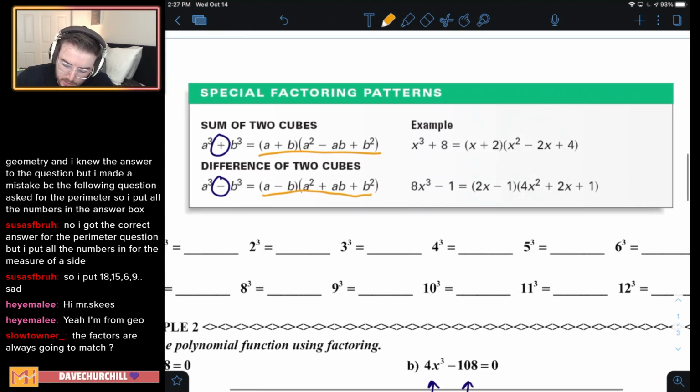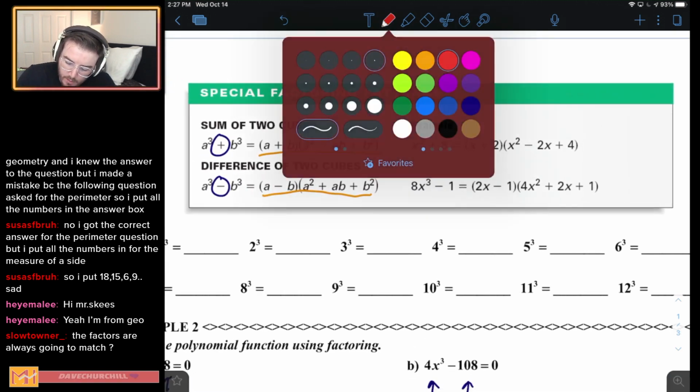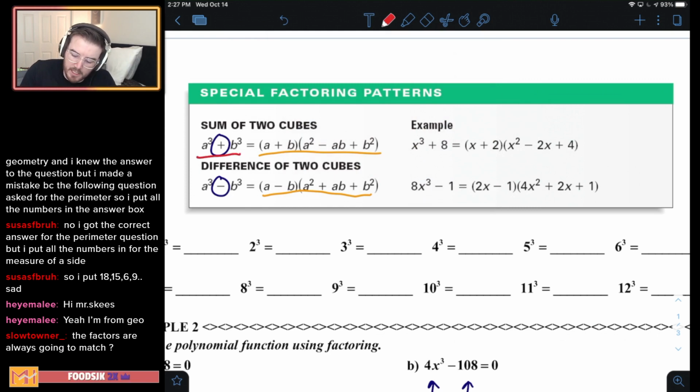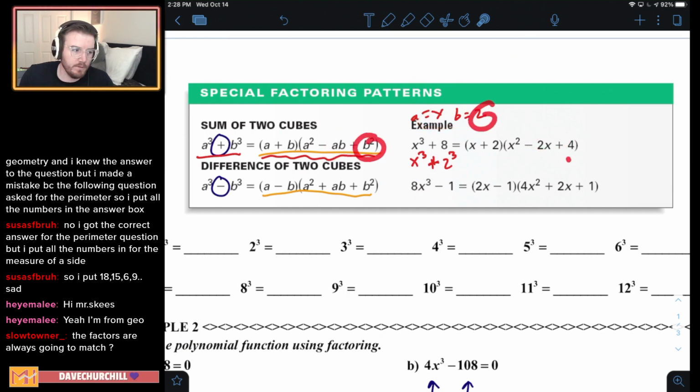Take a look at these examples. It says a cubed plus b cubed. So this is x cubed plus, it's the number 8, but what is 8? 8 is 2 cubed. So a is x and b is 2. As I plug it into this equation, we have x plus 2, a plus b. And then a squared is x squared. And then a times b is 2 times x. And b squared is 2 squared.